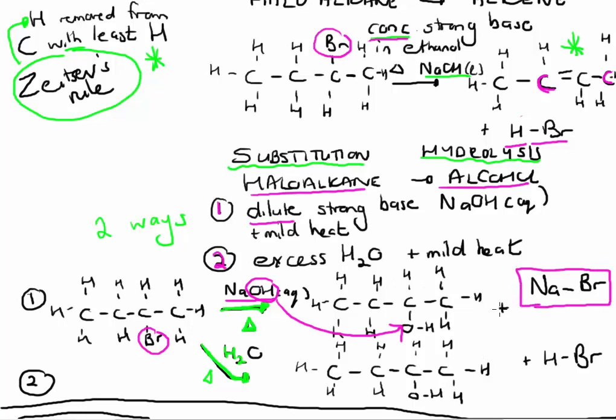The second way, if we have the same molecule in the presence of an excess of water and mild heat, the bromine is going to attach itself to the remaining hydrogen from water, and the OH is going to attach itself where the bromine used to be, and that's why one of our products is now HBr. Remember, water is actually H and OH. So the H from the water is going to attach to the Br, and the OH attaches itself to the original molecule.